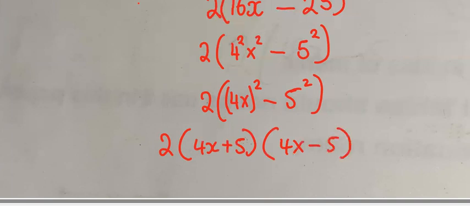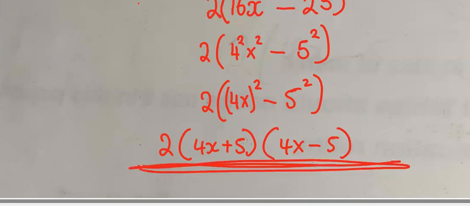Now, at this point, we have a difference of 2 squares, which we can finally say, okay, this will be 2, open brackets now, 4x minus 5, close brackets, 4x, if you want, you can start with a plus, 4x then minus 5 here. This is what you are supposed to have as your answer. And you get 2 marks just to do this question in the exam.